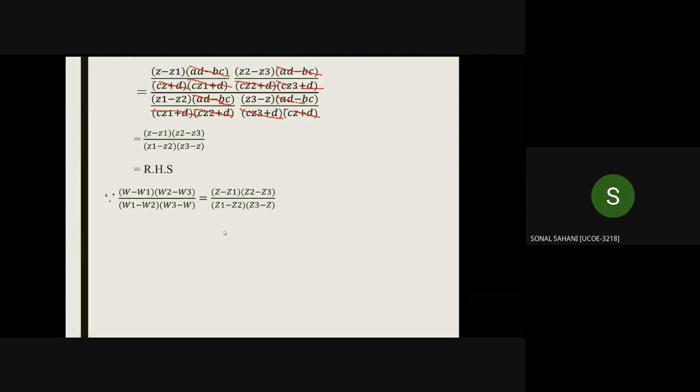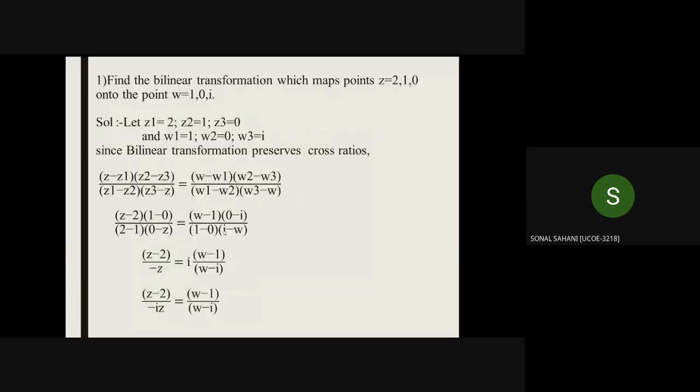Myself Sonal Sahani, and my roll number is 101. So the question is: find the bilinear transformation which maps the points z equal to 2, 1, 0 onto the points w equal to 1, 0, i.